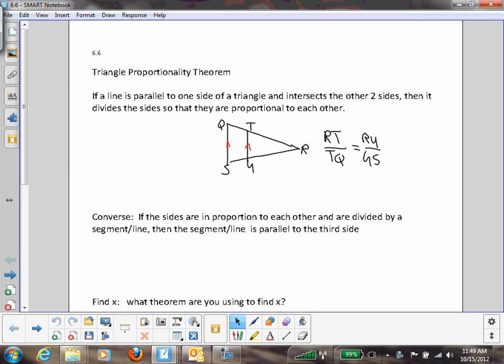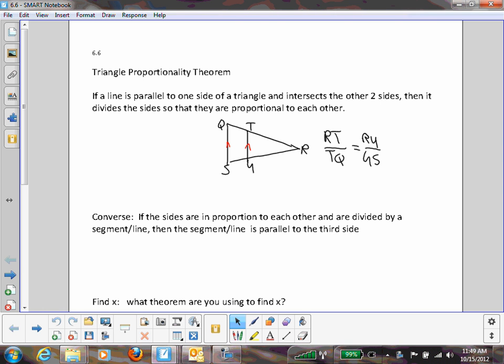If a line is parallel to one side of the triangle and intersects the other two sides, then it divides the sides so that they are proportional to each other. This doesn't say that it has to hit the midpoint, girls. It simply says, given that these two sides are parallel, then RT and TQ, so we're staying on one side of the triangle, and we're talking about the sides, not the bases, is going to be proportional to RU over US. Does that make sense?